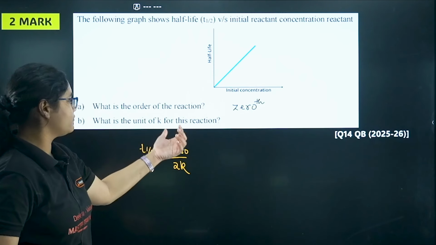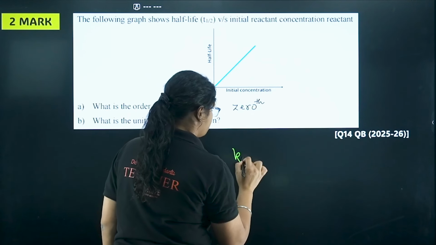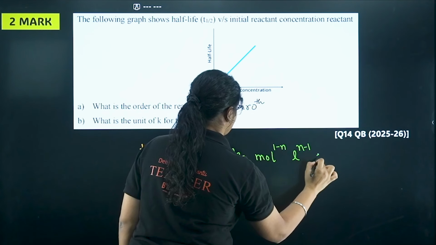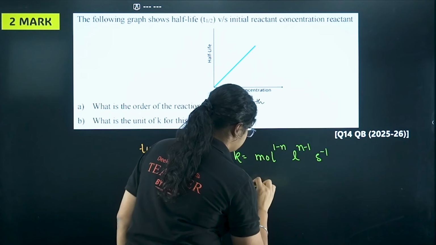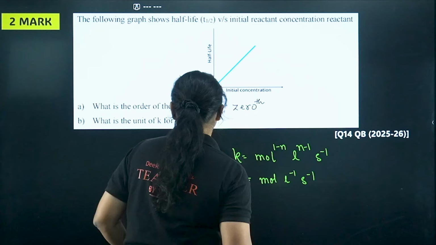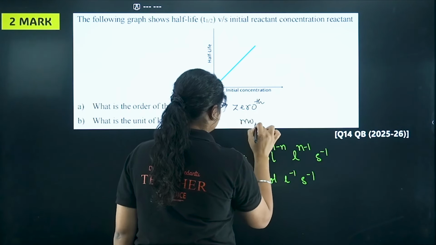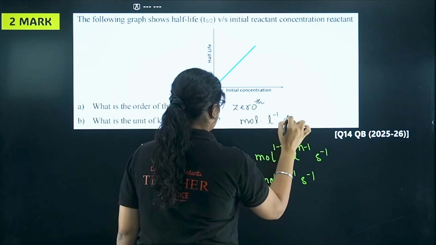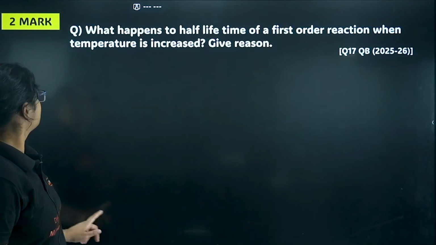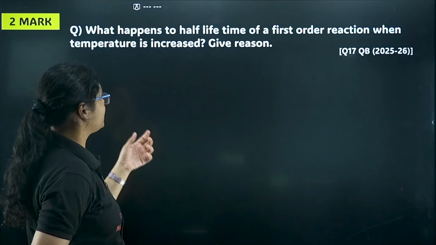Now what is the unit of this K? So for the unit of K, the general formula is what? K unit is equal to mol to the power of 1 minus n, liter to the power of n minus 1, second inverse. Now if I substitute 0 here, it will be mole liter minus 1 and second inverse. So what I will get here? Mole liter minus 1 second inverse. Clear? Next, we have: what happens to the half-life of a first order reaction when the temperature is increased.